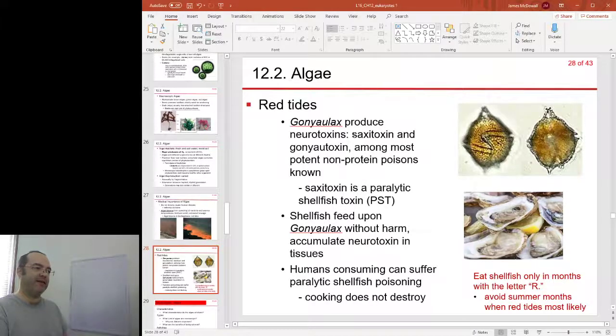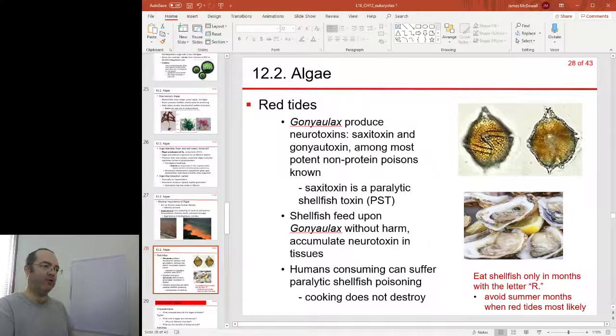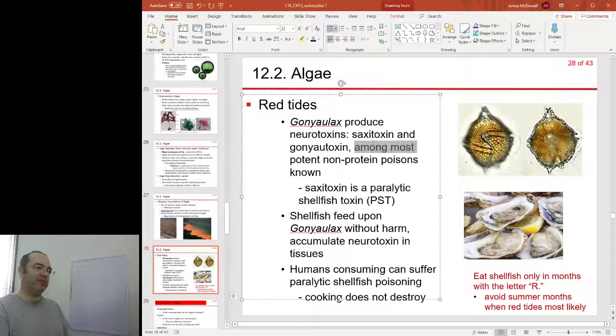The other important thing is that they make toxins. They make toxins, and when they exist in these incredibly high numbers, the amount of toxin is also very high, and it can kill fish and other aquatic animals. Neurotoxins, saxitoxin and gonyautoxin. Saxitoxin, also known as paralytic shellfish toxin, is amongst the most potent non-protein poisons. Now the reason why it harms humans is that, first of all, the humans who rely on that ecosystem for their livelihood are going to be affected.